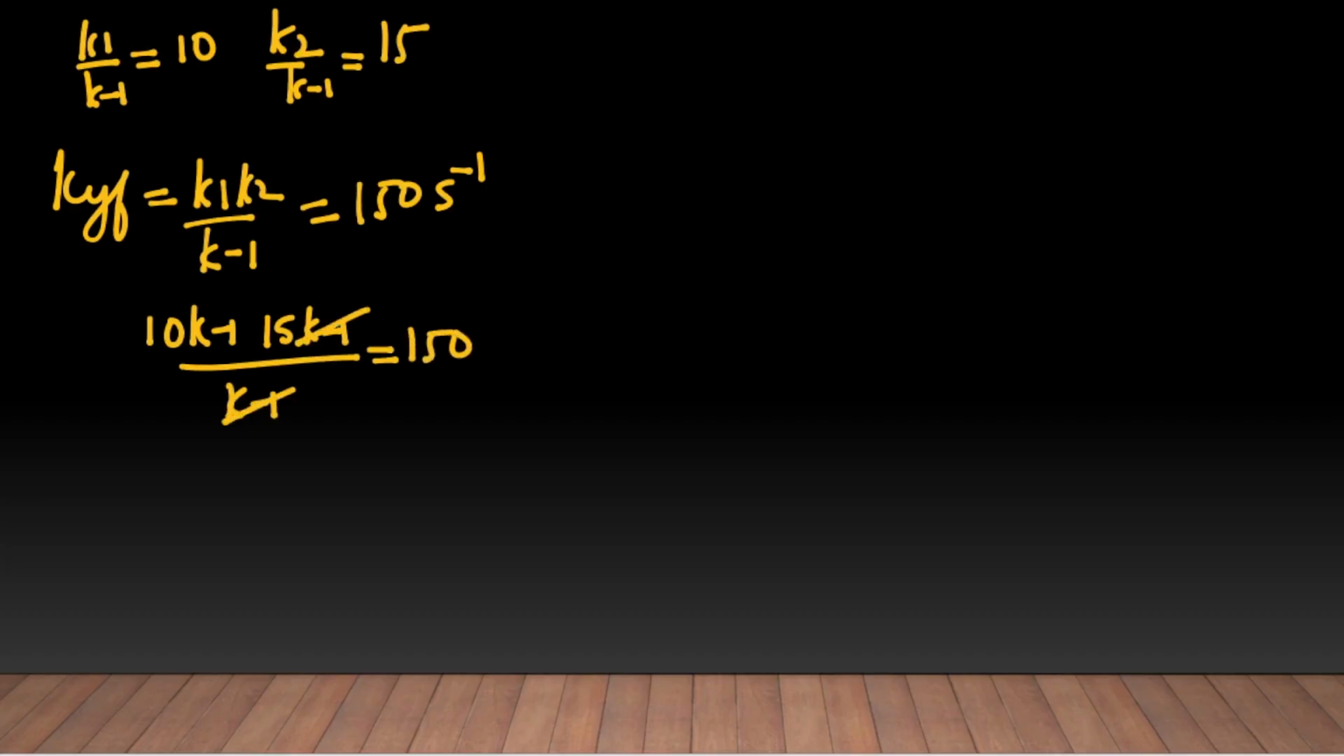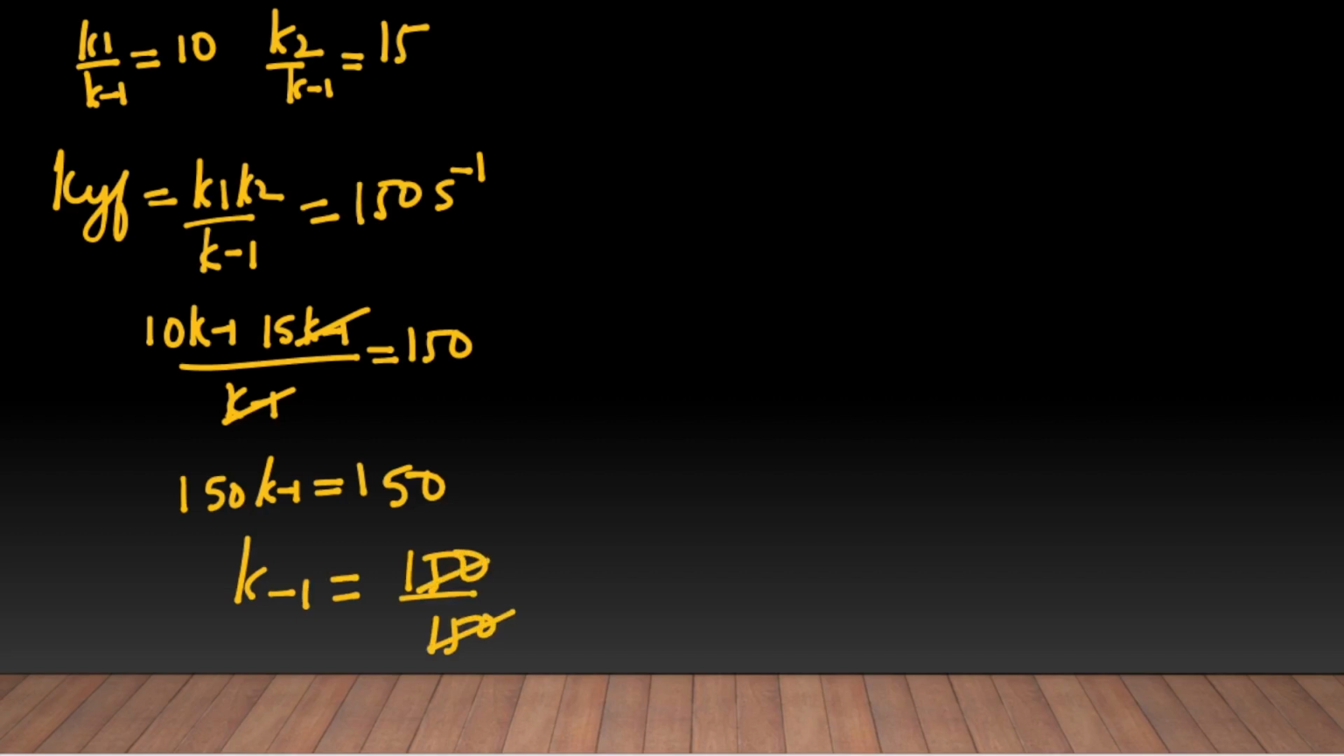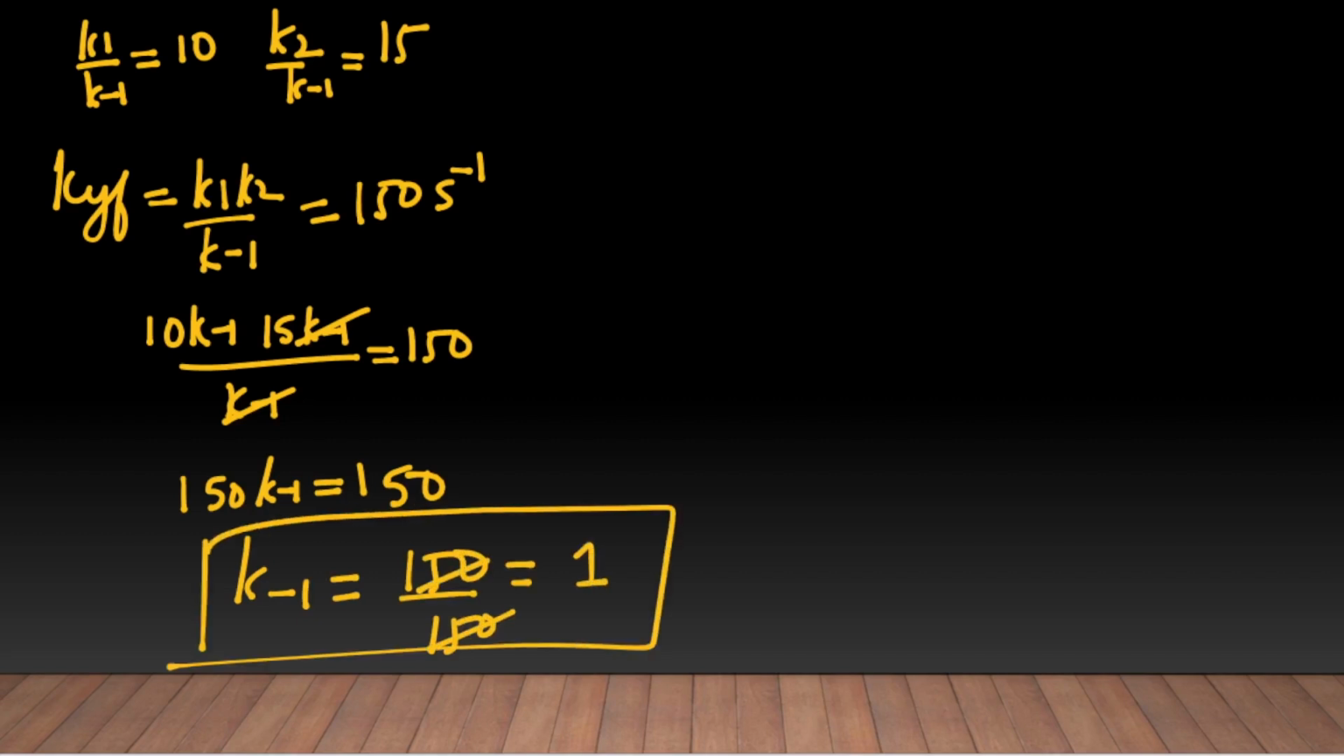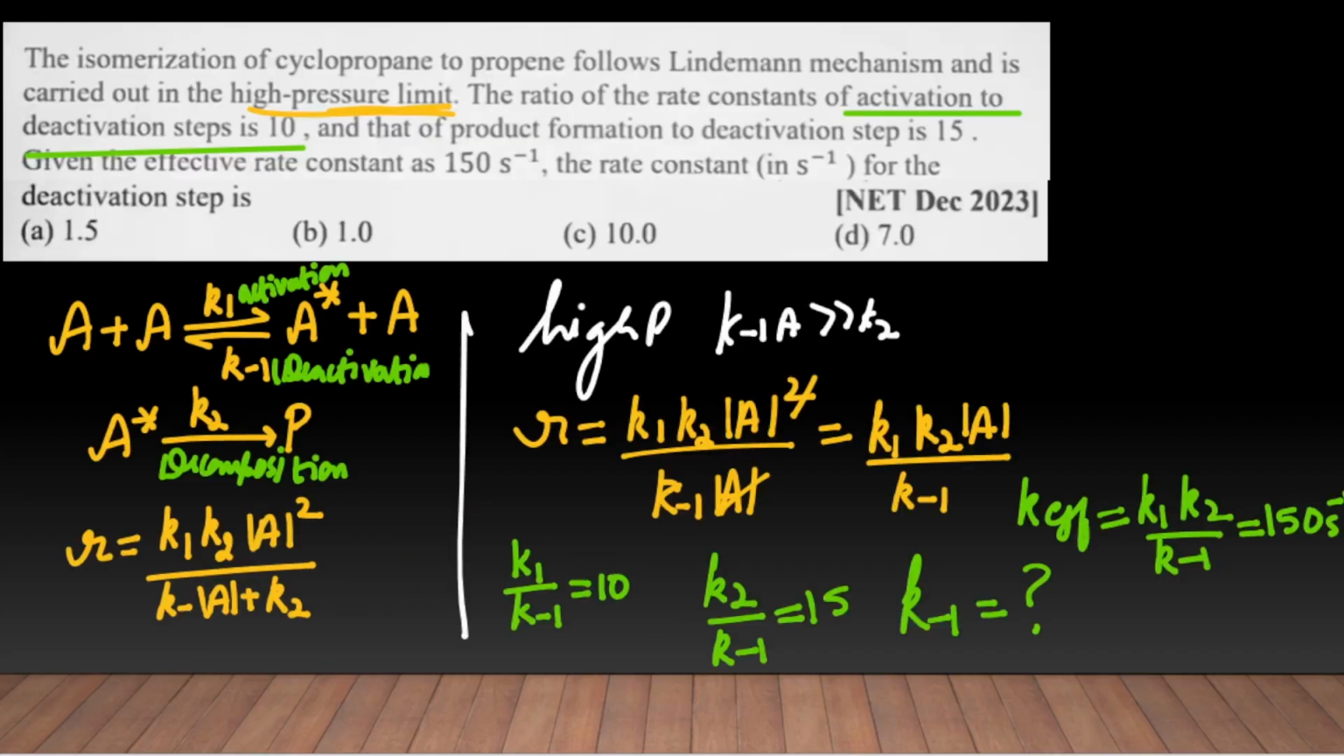So from here one of the K inverse will get cancelled out. So it becomes 150 K inverse equal to 150, which implies the value of K inverse is 150 upon 150, that is equal to unity. So this is the answer for K inverse, which is given to us in option B.